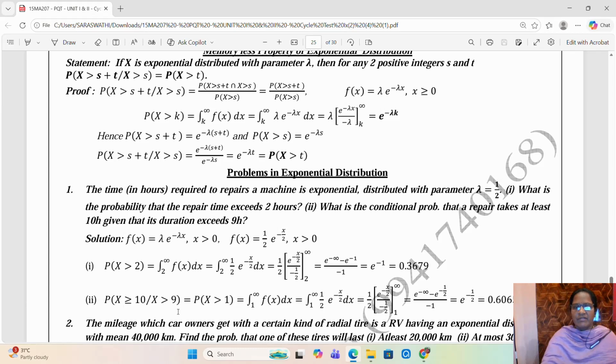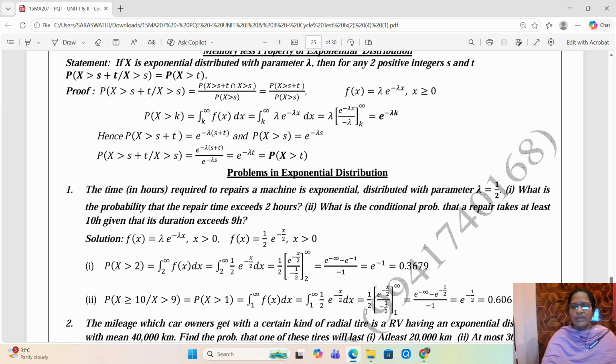So we can write P(X > 1) equals the integral from 1 to infinity of f(x) dx, where f(x) equals 1/2 times e^(-x/2). Now take 1/2 outside. The integration of e^(-ax) dx is e^(-ax) divided by minus a. So 1/2 times e^(-x/2) divided by minus 1/2, with the limits from 1 to infinity.